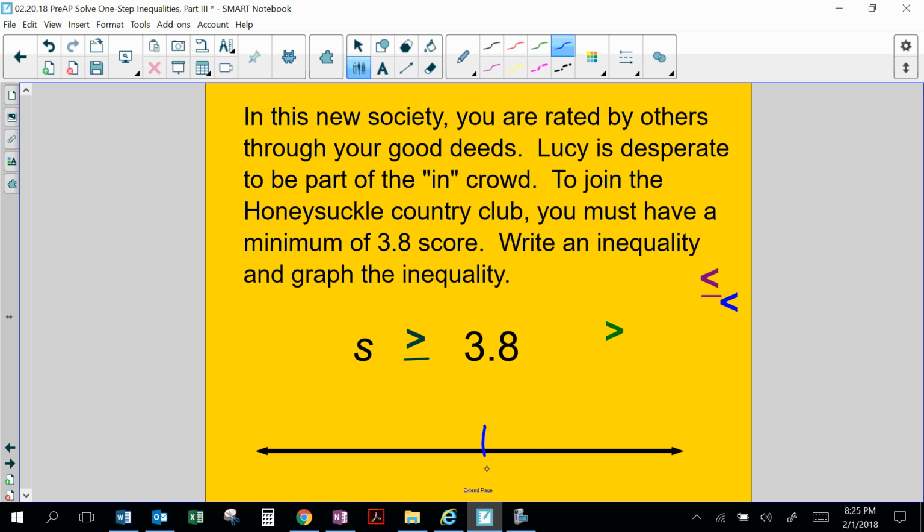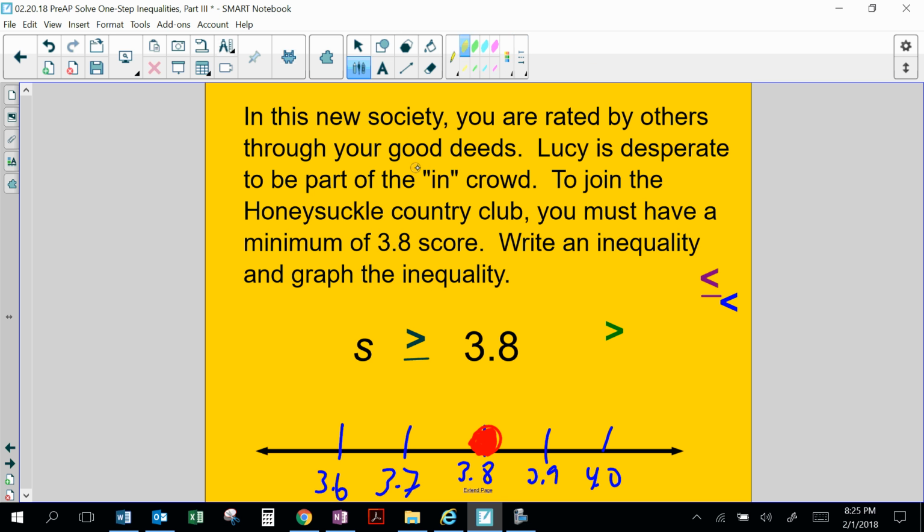To graph this, this is 3.8. Then 3.9, 4.0, 3.7, 3.6. Those are scores that are higher and lower. Can you be equal to 3.8? Yes, you can. So it's a closed dot, because you can be 3.8. What scores are greater than 3.8? Like 4, 3.9, 5. So we highlight towards this side.